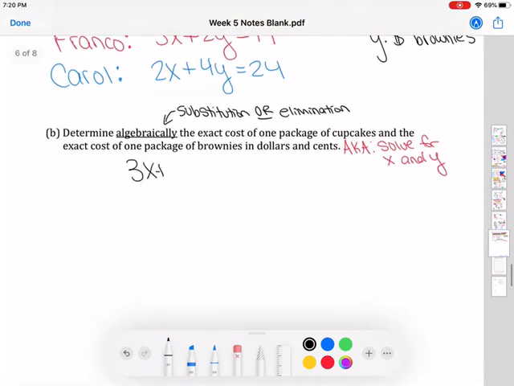So what I'm going to do first is just rewrite this system here. And I recommend you do the same. So just take a second to rewrite that system for part B. Then we're going to go through and solve it.